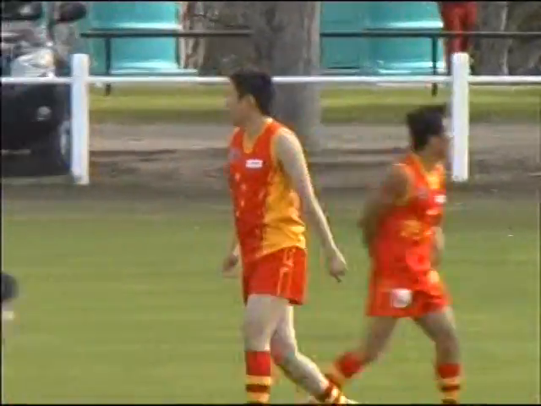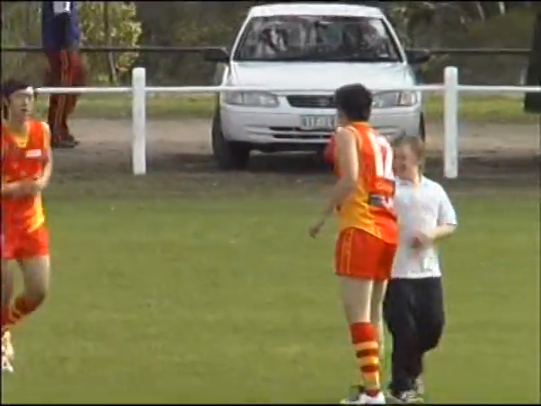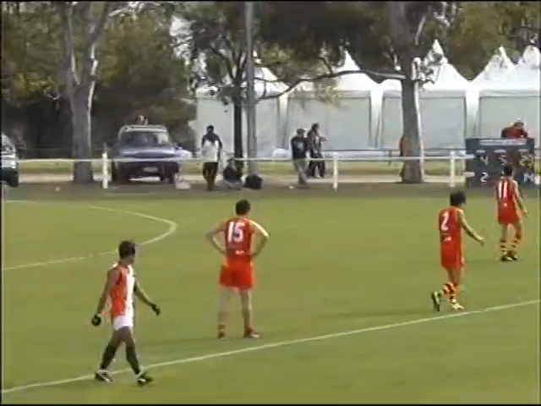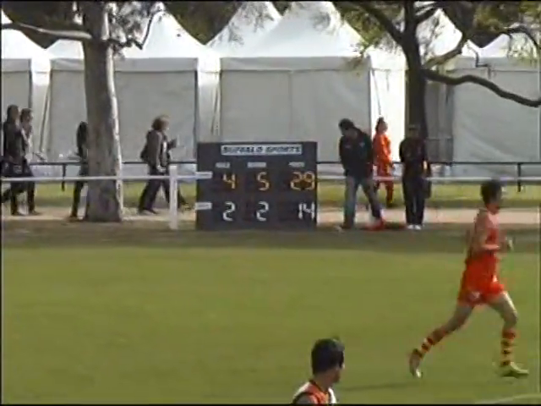3 goals to a behind this term. It's all China's way. The Red Demons have run out to 4 goals, 5. India 2-2. We've only gone 11 minutes into the second term, and assistant coach to China is Tom Parker. You've got to be happy with that. Yeah, I've got a big smile on my face.